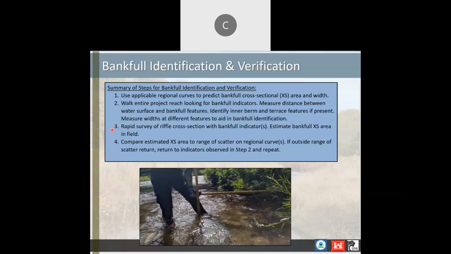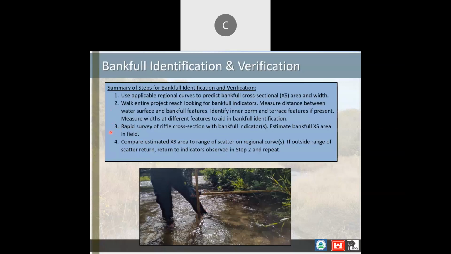Once you've identified consistent indicators, and again, this picture shows a depth rod being used to test the top of bank feature. And this other depth rod is measuring the distance between that bankful indicator and the water surface elevation.